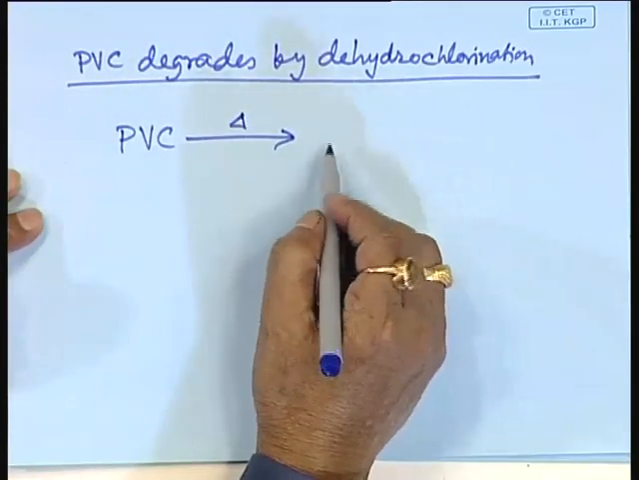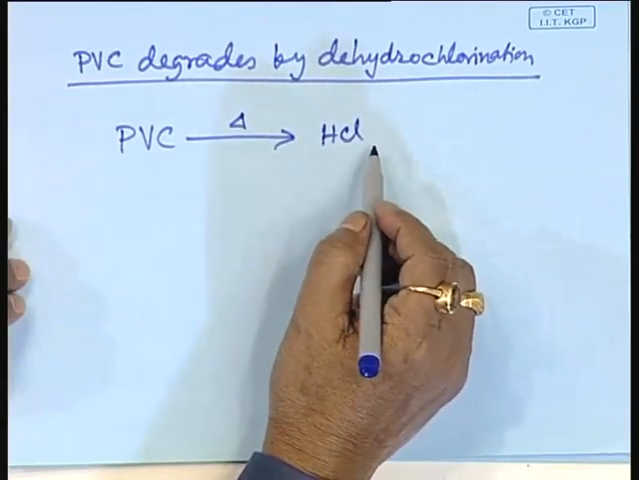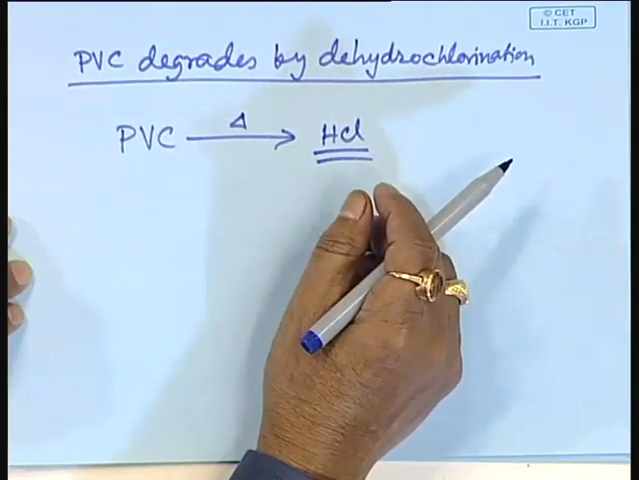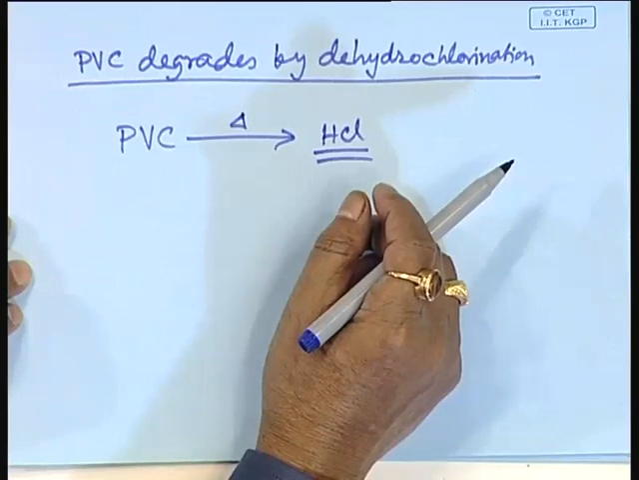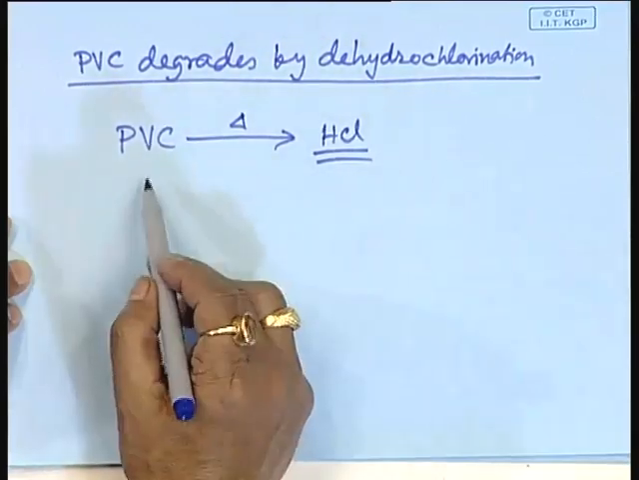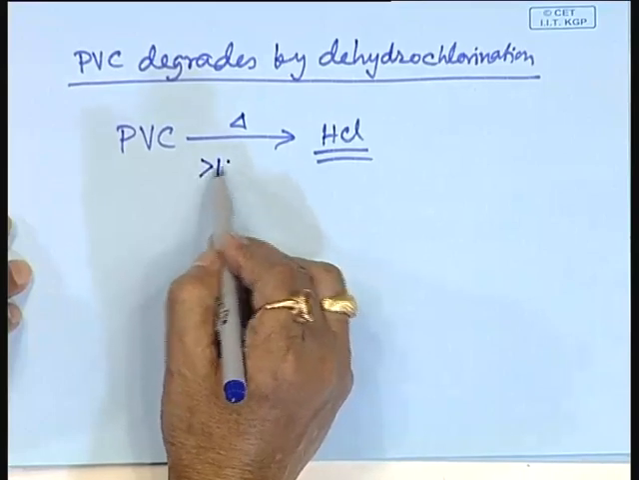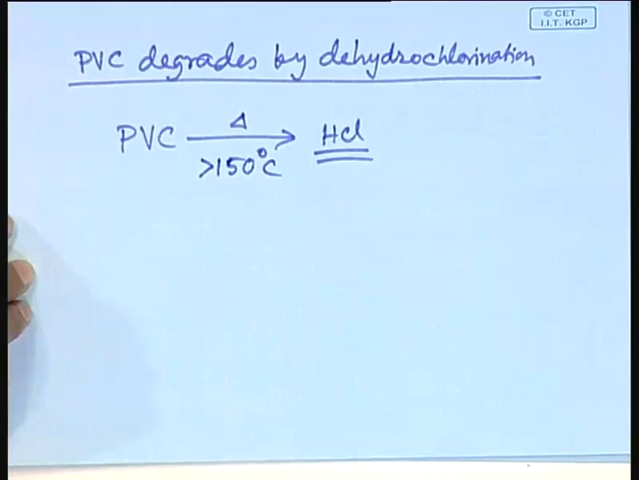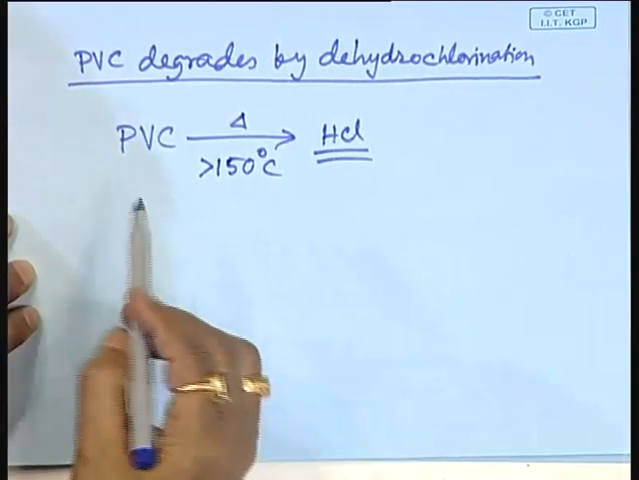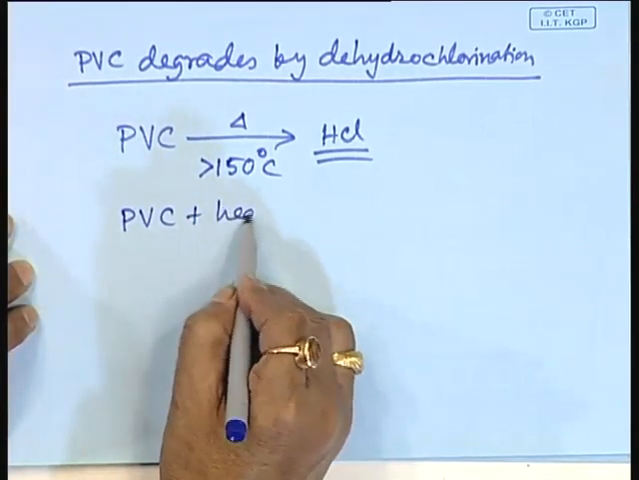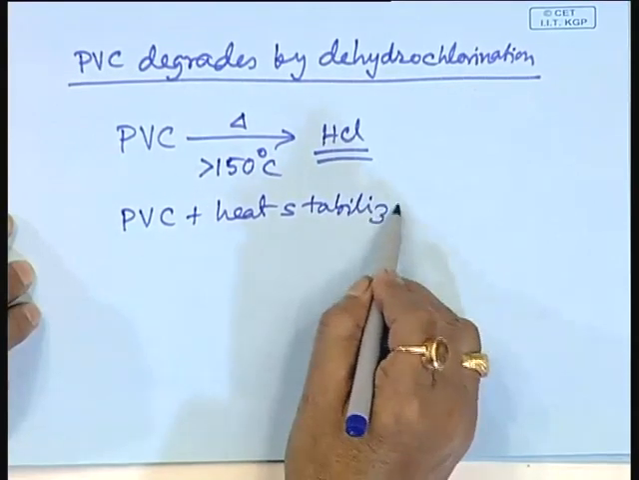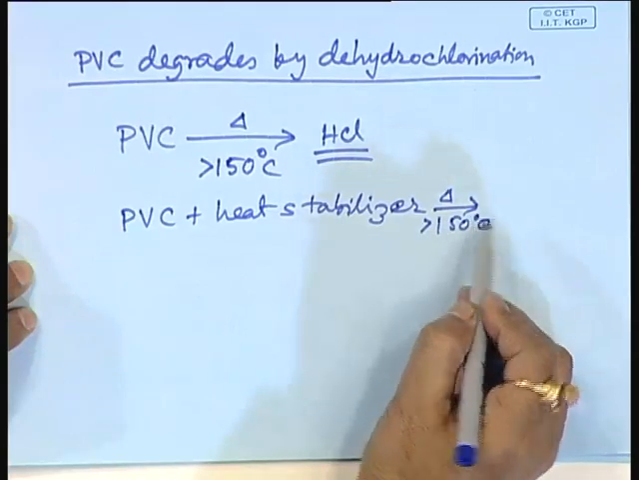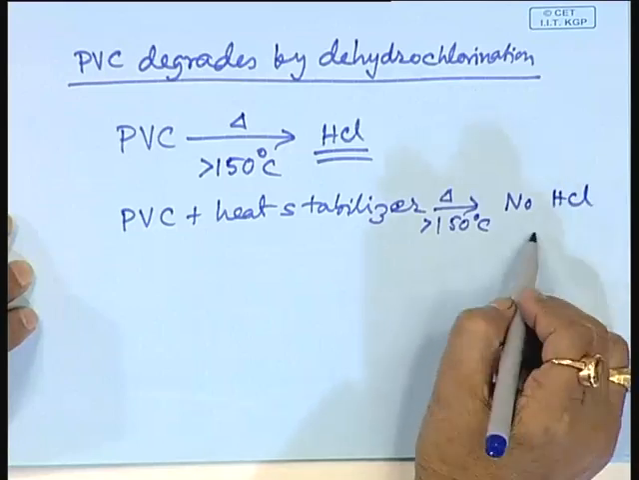So, PVC on heating generates hydrogen chloride vapor, which is a dangerous thing. PVC degrades at temperatures beyond 150, and for making a rigid PVC product one has to heat beyond 150. It can be done if some heat stabilizer is added to the PVC; then, when heated at greater than 150 degrees Celsius, there is no HCl generation.